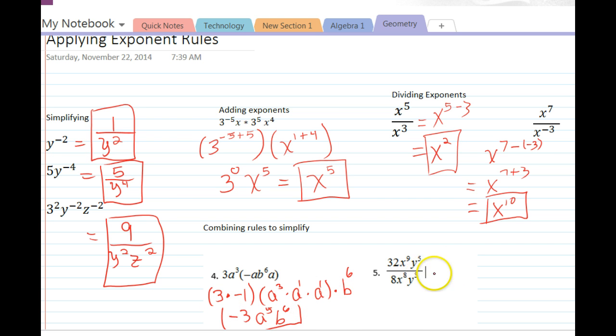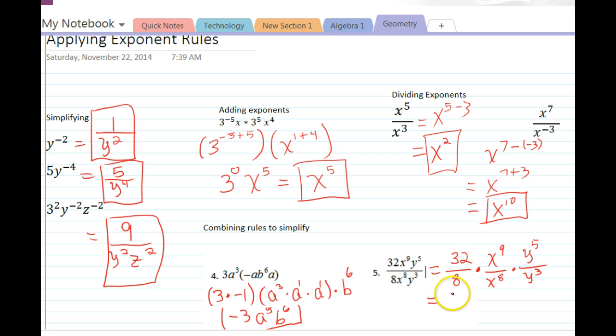Okay. Alright, so let's go ahead and do the division. Division, see how I have numbers and I have separate letters. So I'm going to separate them just like I've been doing with the other problems. So I'm going to go ahead and write 32 over 8. And it's times. So that's how I'll separate it because it's times. X9 over X8 times Y5 over Y3.